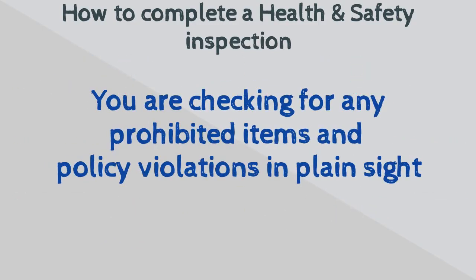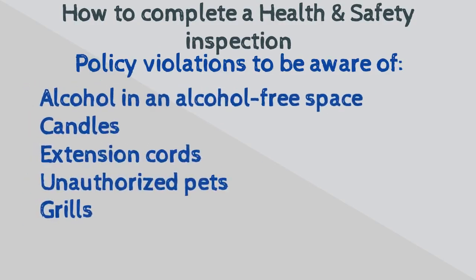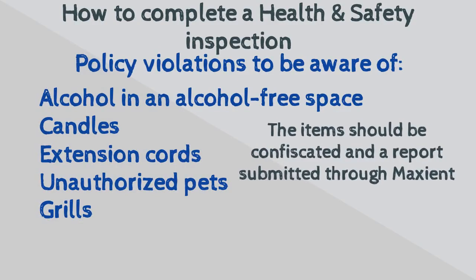You are also looking for prohibited items and policy violations when you are completing inspections. Again, these should be things that are in plain sight, and you should not open cabinets during inspections. If you see any policy violations, such as alcohol in a room or apartment where no resident is of the legal drinking age, candles, extension cords, unauthorized pets, or grills, you should confiscate the items and submit an incident report through Maxion.